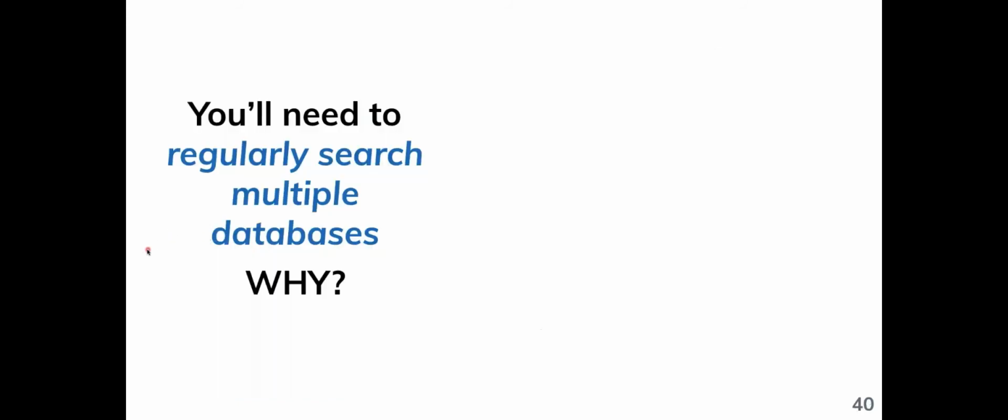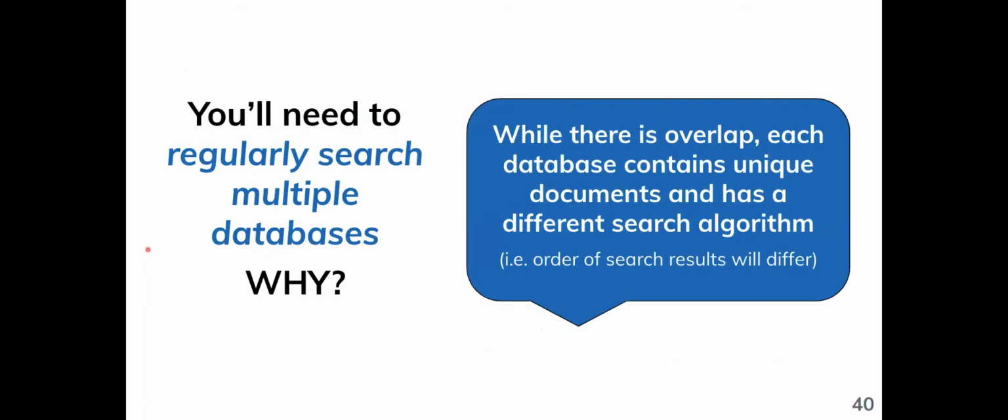So you'll also need to regularly search multiple databases. I think I talked about this a little bit already, but to go into a little bit more detail, while there is overlap between some scholarly databases, each of them will contain unique documents. So if you only searched one, you're going to be missing relevant documents. And also, all of these databases have different search algorithms, which means the order of the search results will differ a little bit.